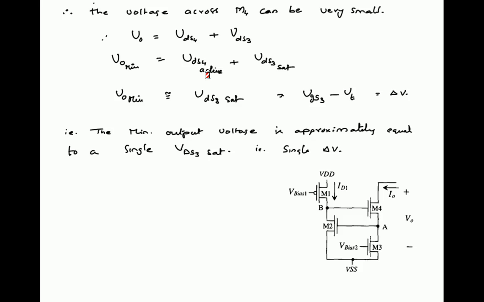So V naught minimum in the case of the regulated cascode current mirror is a single delta V, which is very small compared to other current mirrors. V naught minimum for the Wilson current mirror and the cascode current mirror is 2 delta V plus VT. So V naught minimum is the least out of all current mirrors discussed.